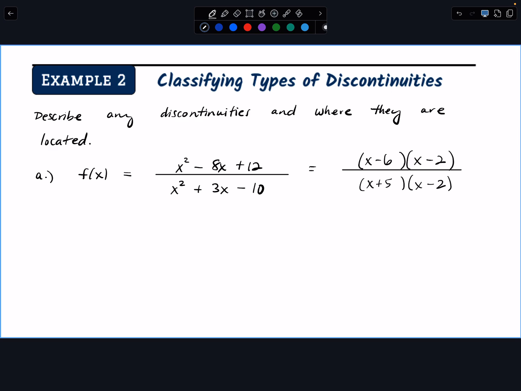Now, I know you guys are probably noticing something right now, right? But at this moment, before you start classifying them, remember, we're never allowed to divide by what? 0. So immediately we have a discontinuity right here, and we have a discontinuity right here, because what makes the inside of this parentheses 0? -5. And what makes the inside of this parentheses 0? So we have two discontinuities. Is it a hole? Is it an asymptote? Or is it a jump?